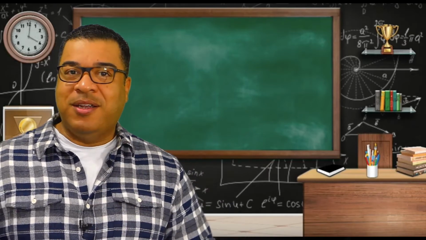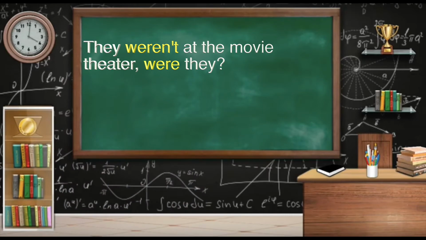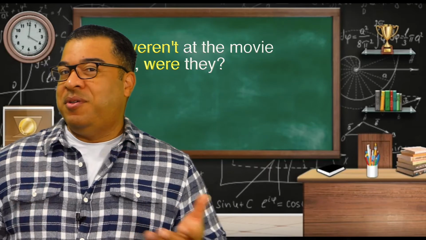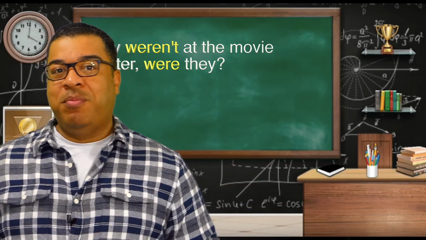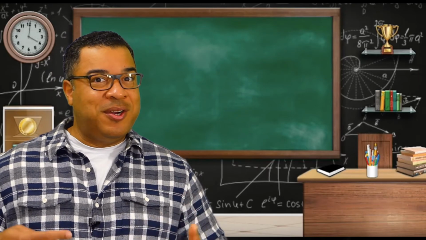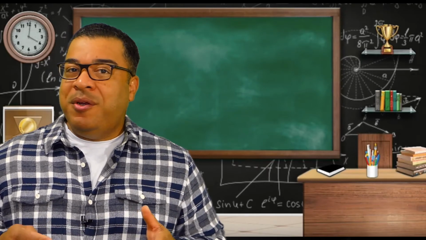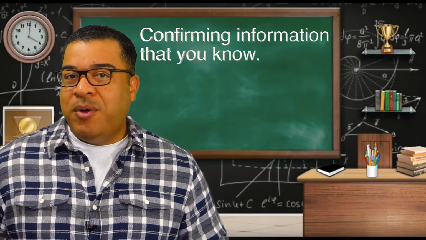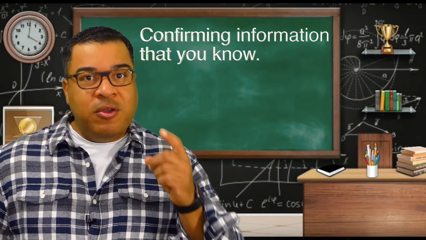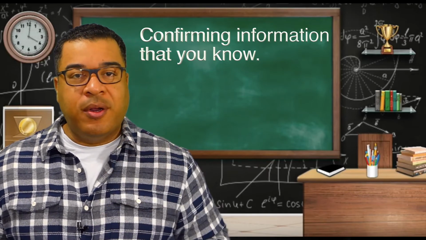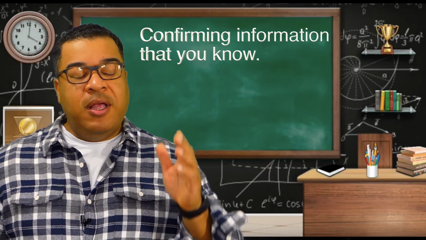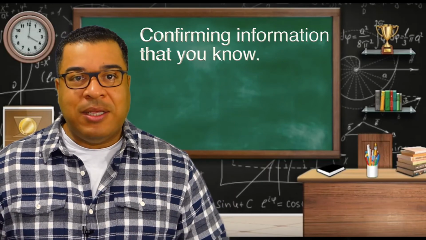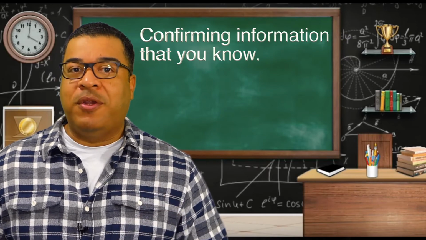All right, let's take a look at another one. They weren't at the movie theater, were they? So you see here, we put weren't in the beginning, and at the end, we put were. Okay, are you starting to see the pattern here? So what you're doing is you already know information, you think, you're just not 100% sure, so you're trying to confirm the information with the listener. We do this a lot in English. You will hear it often.